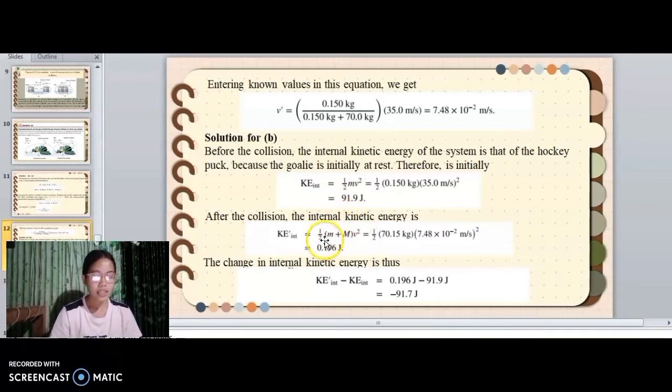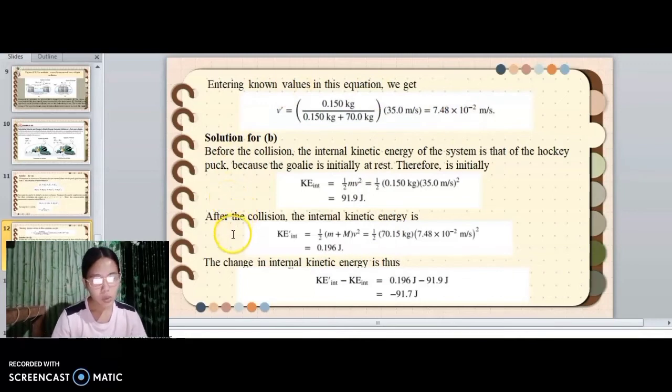So it is small m for mass 1 and capital M for mass 2. If we add the two masses, we get 70.15 kilograms. So that would be 1/2 times 70.15 kilograms times 7.48 times 10 to the power of negative 2 meters per second, since it is the value of our final velocity that we have just found here.